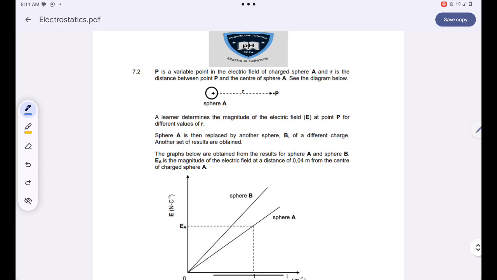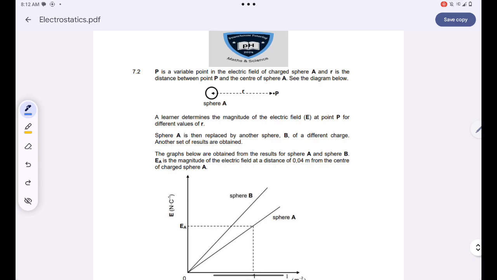But P is a variable point in the electric field of charged sphere A, and R is the distance between P and the center of sphere A. A learner determines the magnitude of the electric field at a point for different values of R. Sphere A is then replaced by another sphere B of a different charge. Another set of results is obtained.